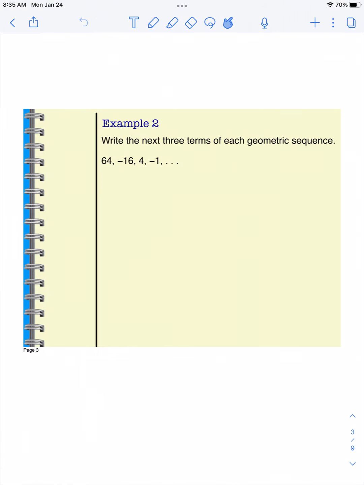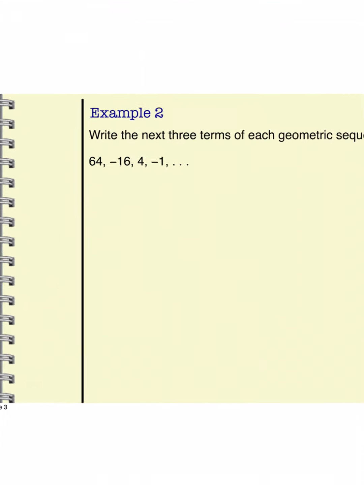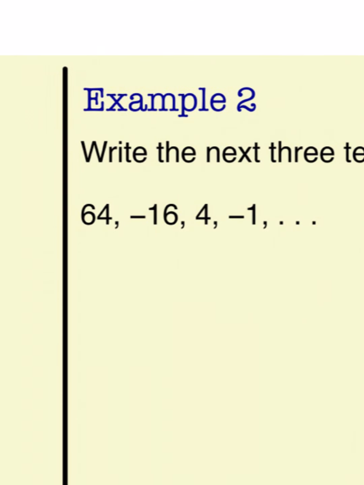All right, so just like we did with arithmetic sequences, we are going to write the next 3 terms of this geometric sequence. Before we write the next 3 terms, we need to figure out what the common ratio is. So to get from 64 to 16, it divides by -4, or we could say it multiplies by -1/4.